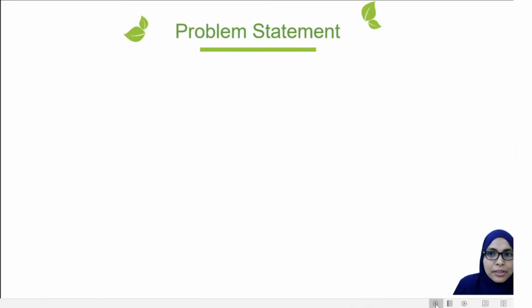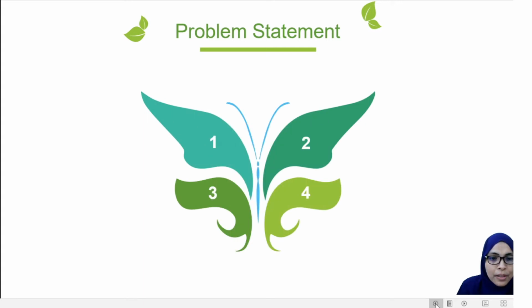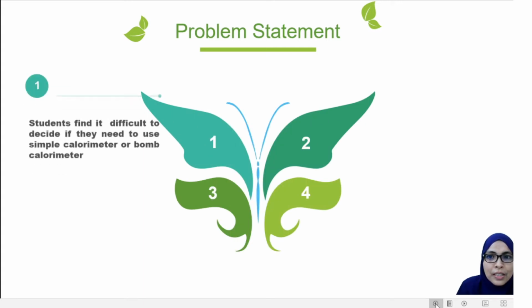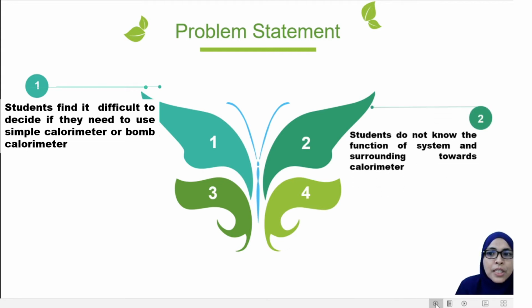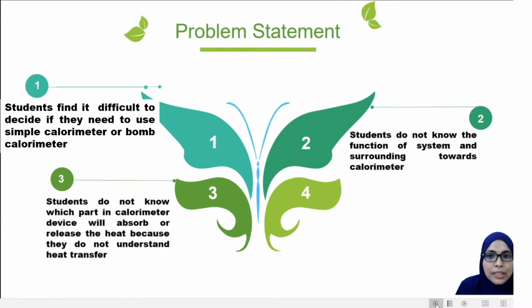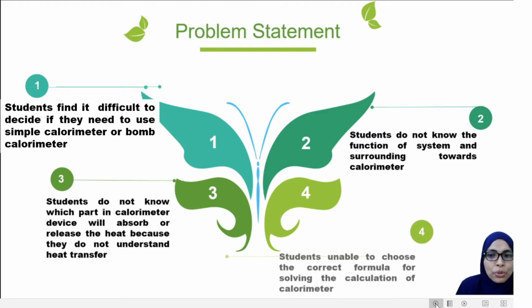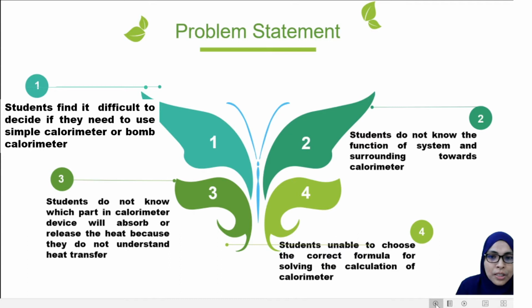After the calorimetry topic taught in the tutorial, the lecturer found that the students had four main problems in mastering the topic. Firstly, students find it difficult to decide which calorimeter to use, either simple or bomb calorimeter. Secondly, they were not aware of how system and surrounding affect calorimeter. Next, they did not understand the heat transfer which takes place in the calorimeter, which led to the fourth problem of being unable to choose the correct formula to solve the calculation problem.